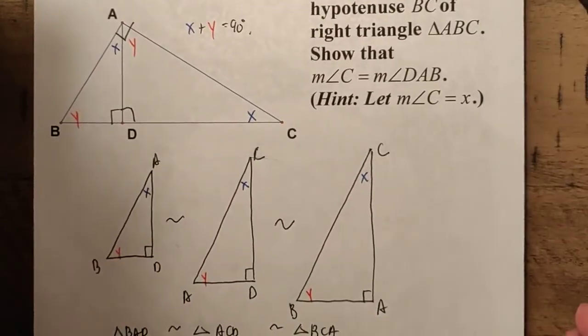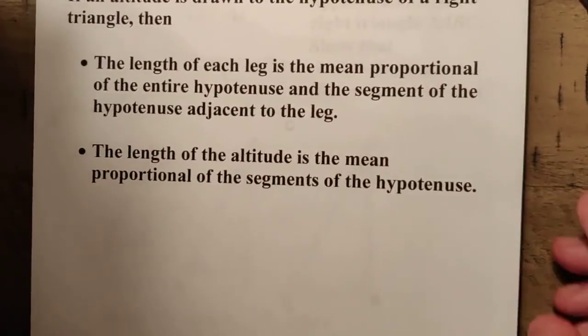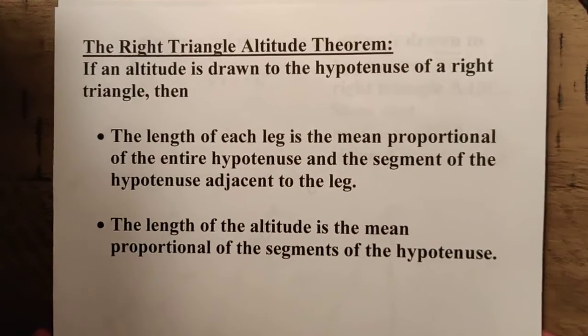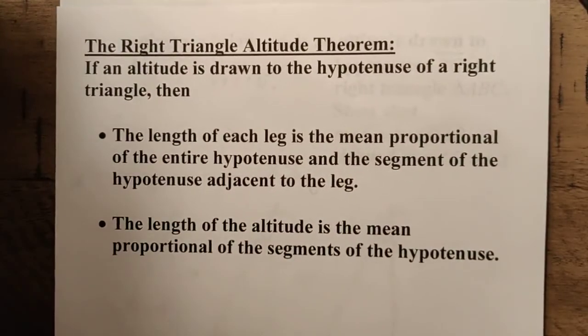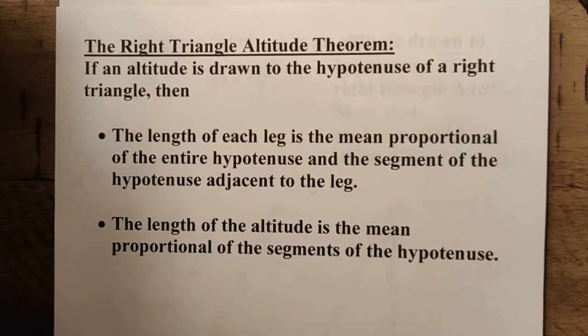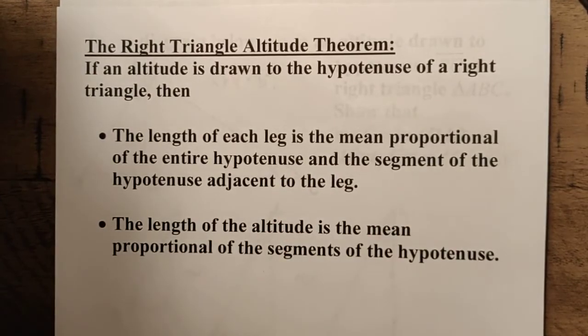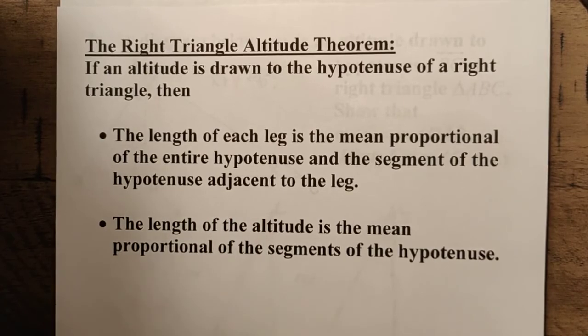And we can summarize it in this form. So therefore, we can summarize it like this here. What is known as the right triangle altitude theorem, ladies and gentlemen. We can go ahead and write this out here, okay? So if an altitude is drawn to the hypotenuse of a right triangle, then there are 2 parts of the right triangle altitude theorem. The first part is that the length of each leg is the mean proportional, or geometric mean, of the entire hypotenuse and the segment of the hypotenuse adjacent to the leg. Okay, that's what I showed before. That was the second half here. And then the length of the altitude is the mean proportional of the segments of the hypotenuse here.